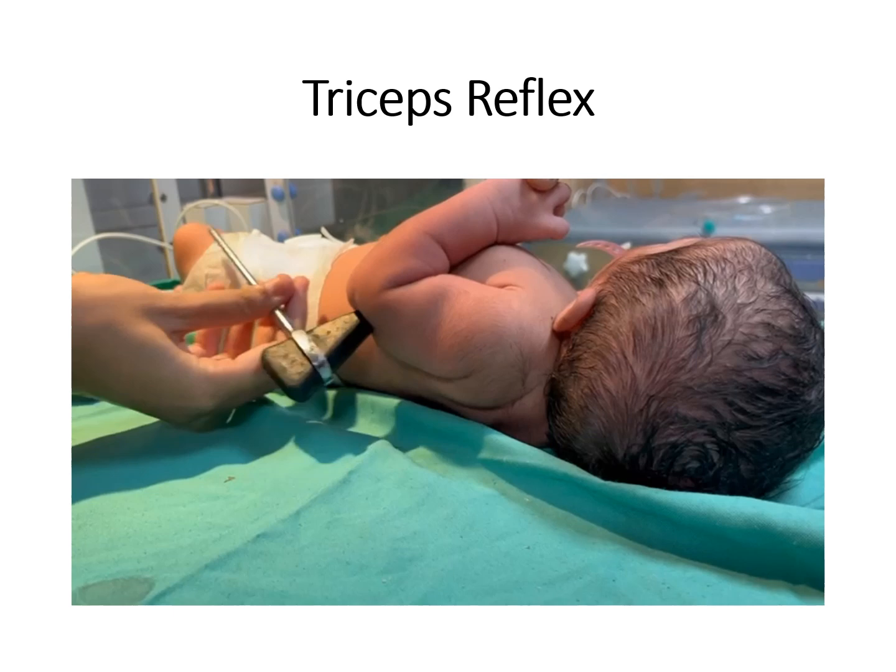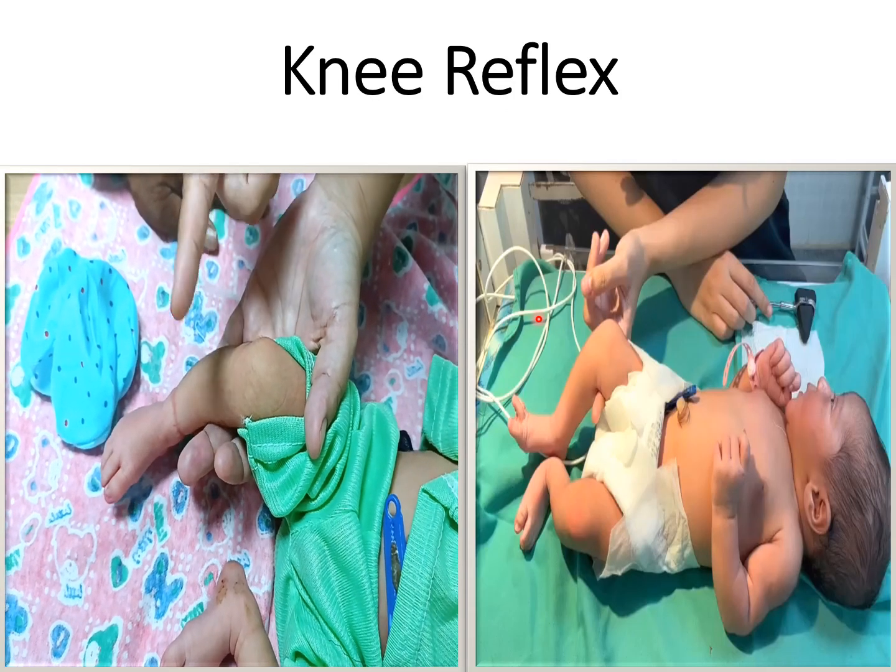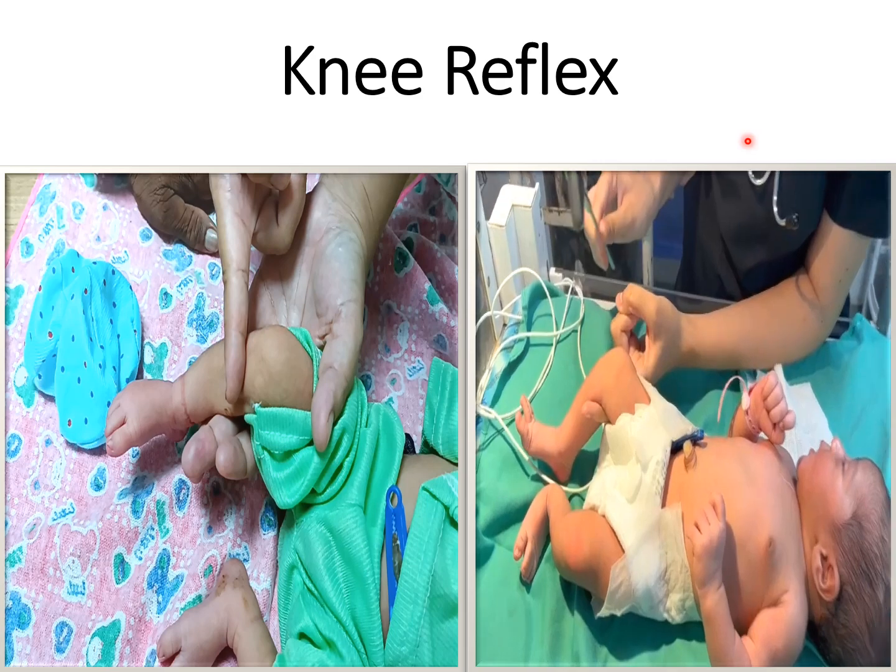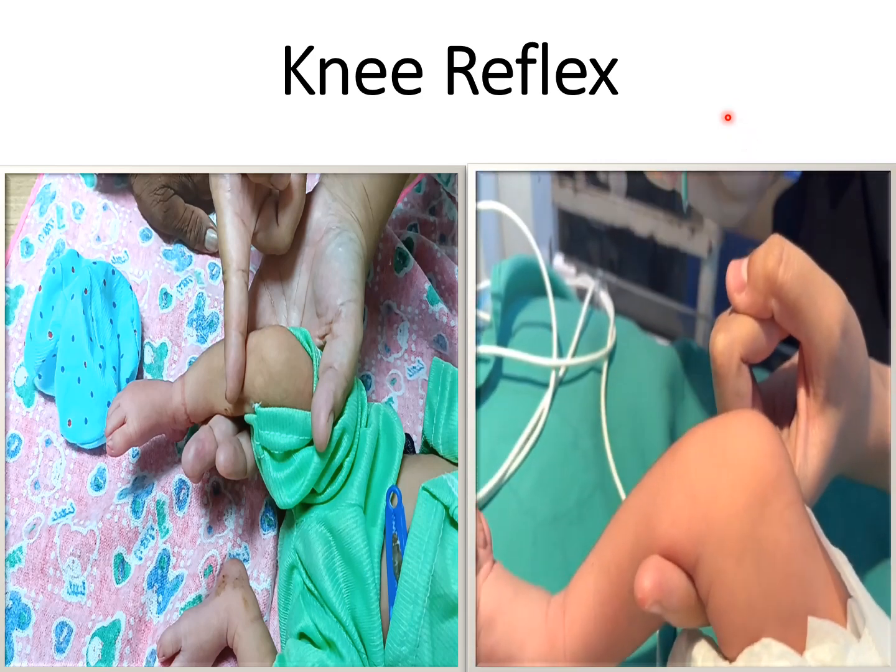Here in this video you can see for the tricep reflex we have to keep the arm in a semi-flexed position and we have to strike the tricep tendon just above the elbow. And in response to this, extension of the elbow occurs. Root value for tricep is C7, C8. Then we have to perform the knee reflex. Here the examiner strikes the patellar tendon while supporting the neonate's knee in flexed position, and the nerve root value for the knee reflex is L4.